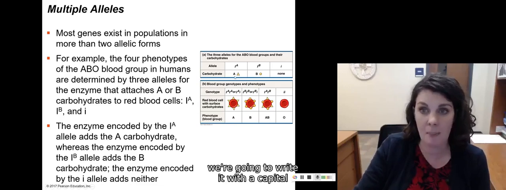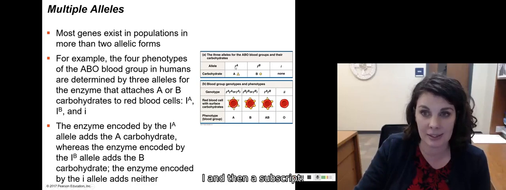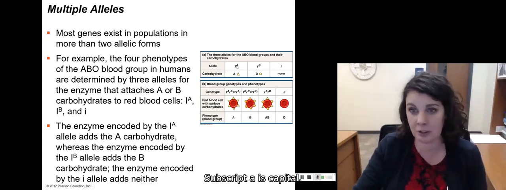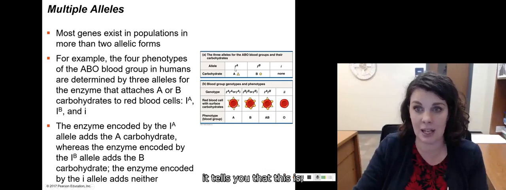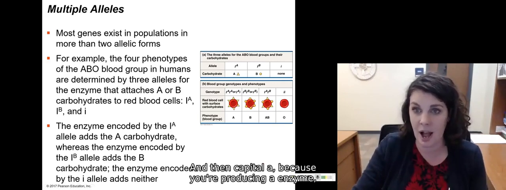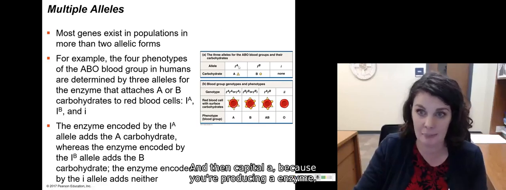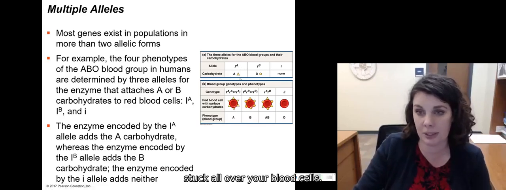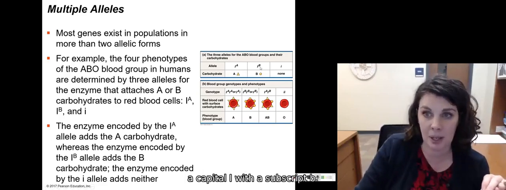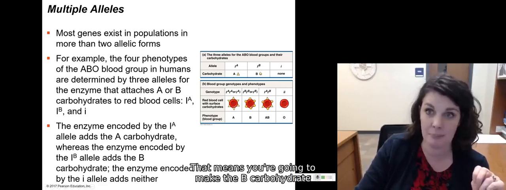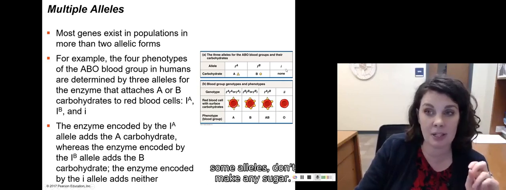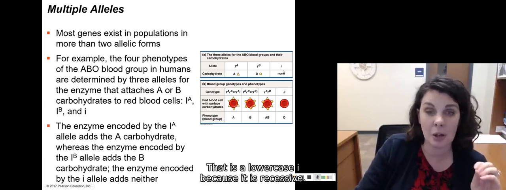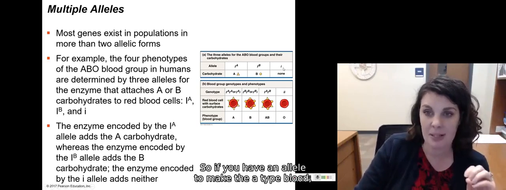If you have the A allele, we're going to write it with a capital I and then a subscript A. That subscript A is capital. Because the I is capital, it tells you that these are going to be codominant with each other. And capital A, because you're producing the A enzyme, which means that you're going to have this sugar stuck all over your blood cells. If you have the B allele, you write it as a capital I with a subscript B. And that means you're going to make the B carbohydrate and stick that on your blood cells. If you don't have either one of those, some alleles don't make any sugar. That is a lowercase i because that is recessive.